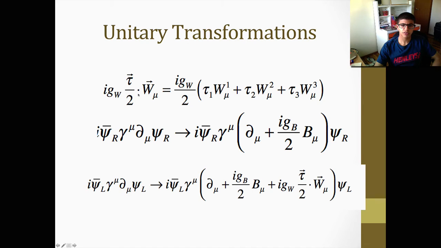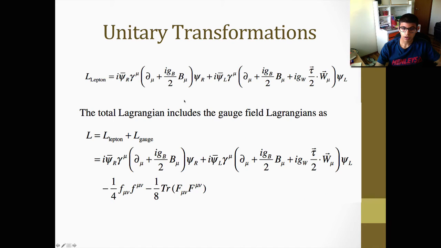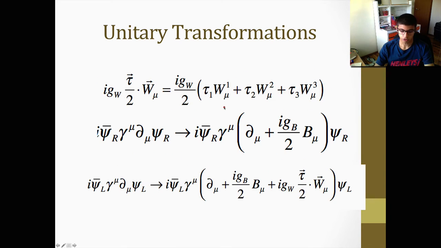So simply put, you got igW tau over 2 by W mu. That essentially means we're taking igW over 2, and then we're taking all of the successive tau 1, tau 2, tau 3 terms after that. Since we want to make the derivative covariant, just apply that to the derivative from the Lagrangian that we derived before. So just take this derivative here and place the covariant term just in front of it right here.